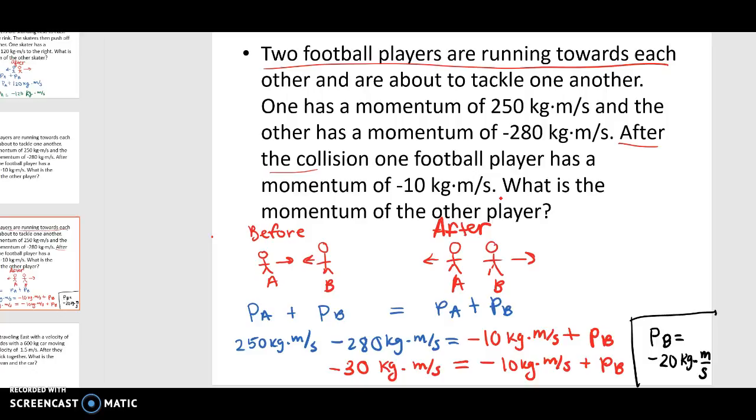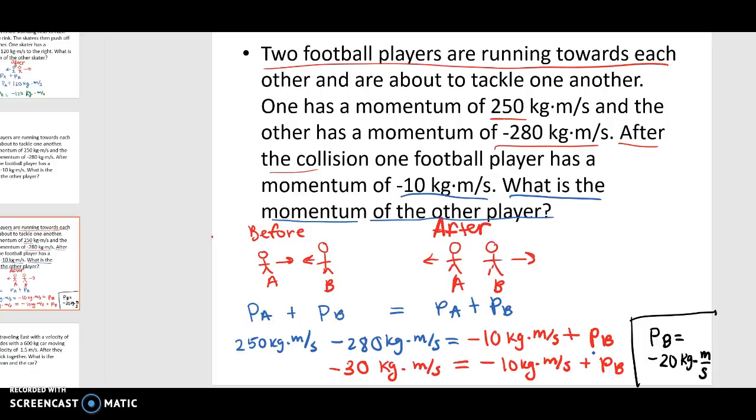So in this problem, player A has a momentum of 250, player B has a momentum of negative 280, and the concept here is that momentum before has to equal the momentum after the collision. That's what conservation of momentum is. The other piece of information that you're told is that after the collision, one football player has a momentum of negative 10. So the last thing we're trying to find is the momentum of the other player. So we're going to be solving for momentum of player B.